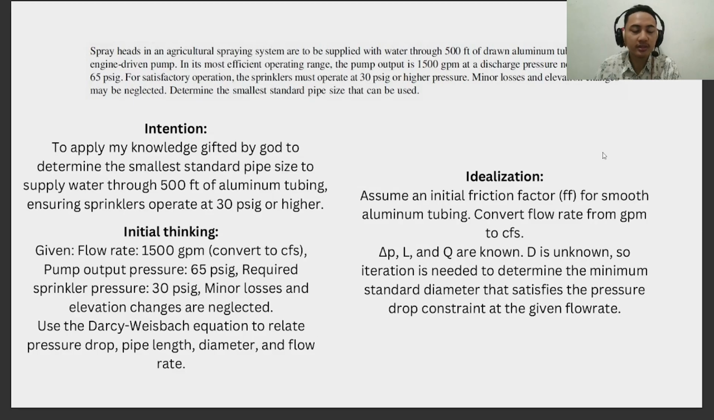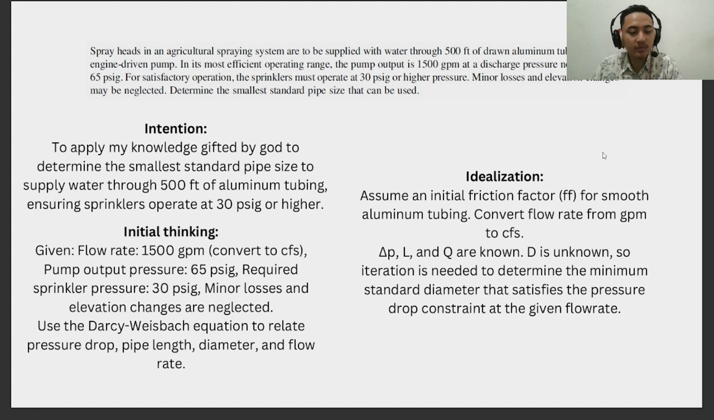And the next problem is about the spray head. And my intention is to apply my knowledge gifted by God to determine the smallest standard pipe size to supply water through 500 feet of aluminum tubing, ensuring sprinklers operate at 30 psig or higher. Initial thinking, given the flow rate, the pump output pressure, required sprinkler pressure, minor losses, and elevations are neglected.